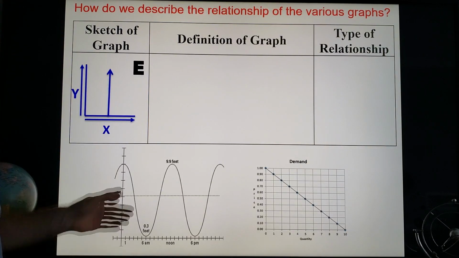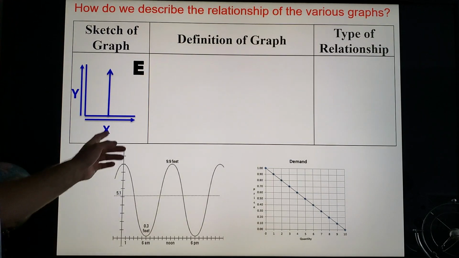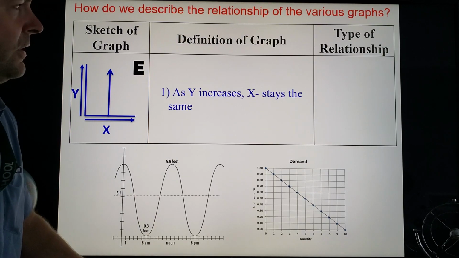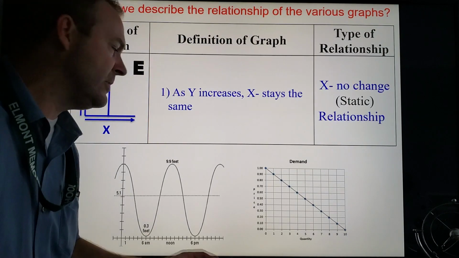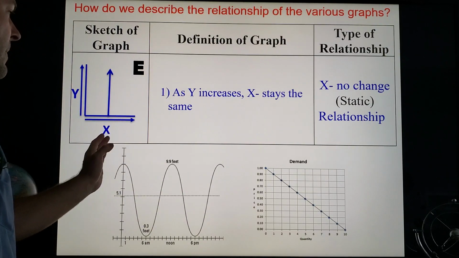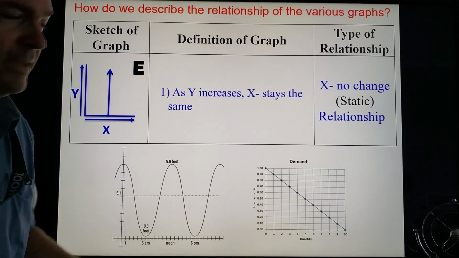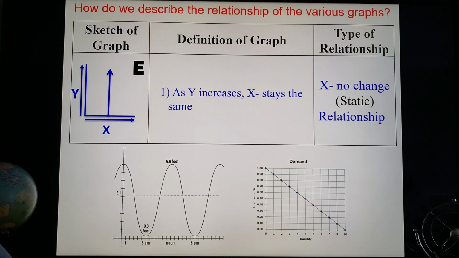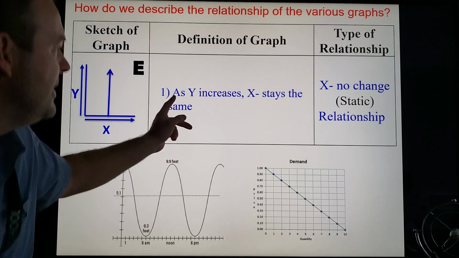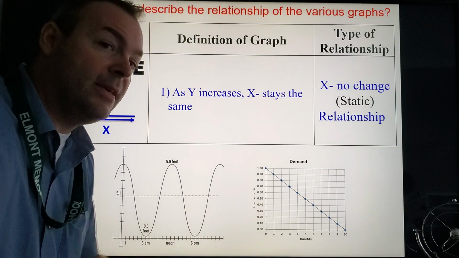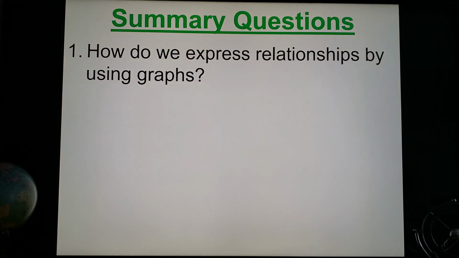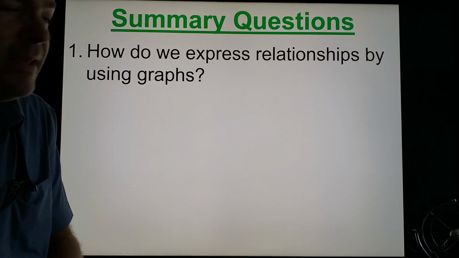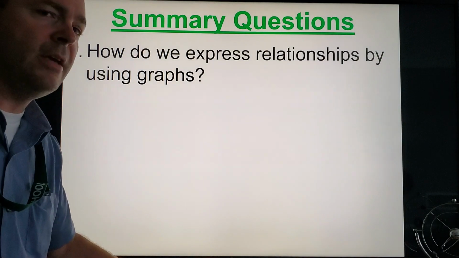And your last one here looks similar to the other one, only now X is staying the same, and of course Y is increasing. Of course, it's still a static relationship. There really is no connection between those two, obviously, because one is not affecting the other. Okay, those are your basic 5 relationships, certainly the ones we're going to focus on in earth science. And you got to remember these as statements, right? As this, then this. Okay, so to sum it up, how do we express relationships by using graphs? Hopefully you can put the words dependent, independent, variables in there, connect it all together, get a nice answer.